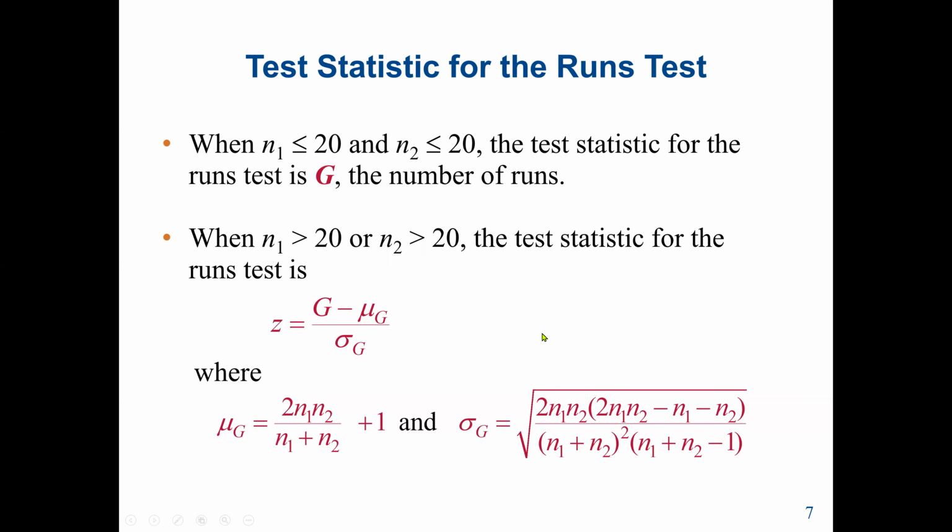If our sample sizes are less than or equal to 20, then our test statistic will be the value of G. But if it's greater than 20, then we use the standard normal table. We find the Z. Again, Z is G minus mu G over standard deviation G. Mu G is given, and standard deviation G also is given. All we need to know is the size of the two samples. So we can see the formula here consists of only the size of the two samples.